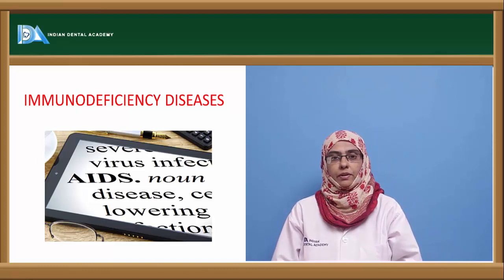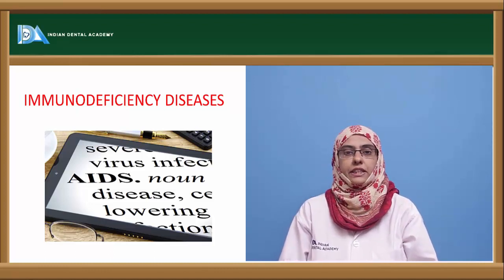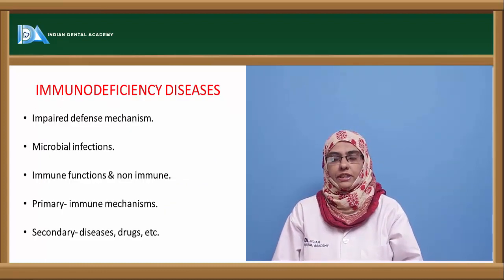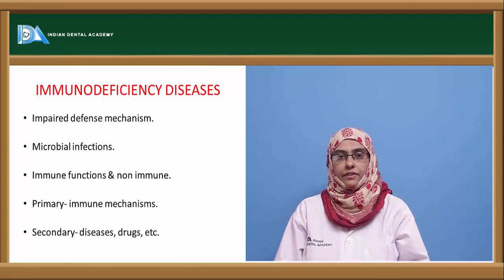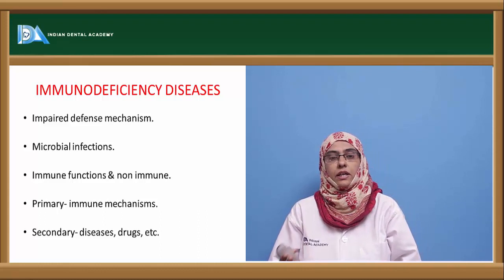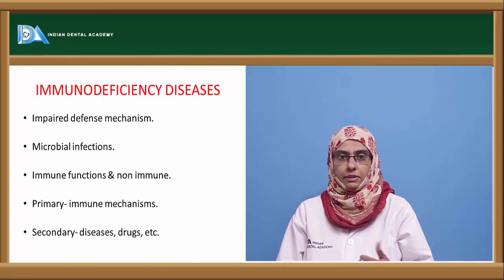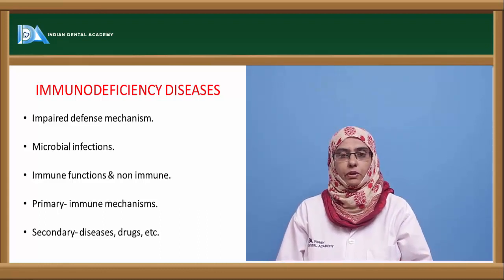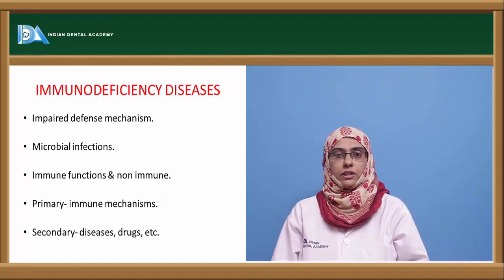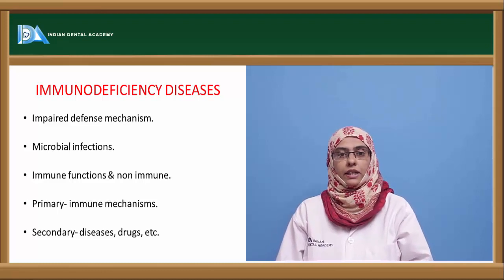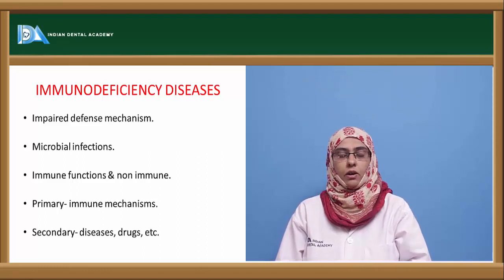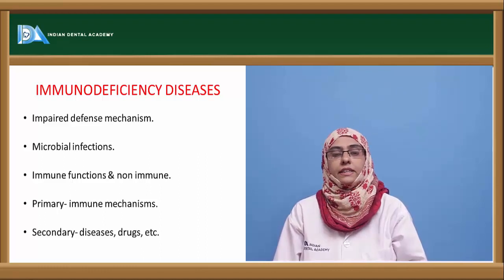In this topic we'll be dealing with the different immunodeficiency diseases that can occur in different kinds of patients. Immunodeficiency disease is nothing but an impaired defense mechanism that can arise either due to the humoral immune response or the cellular immune response, so it can include both types of immune responses. Apart from that, it can also be brought about by the innate immune responses such as phagocytosis or the complement system, which usually enhance the immune response.